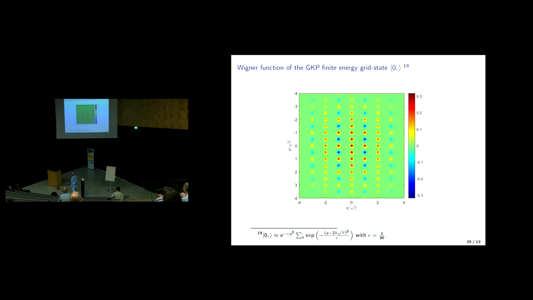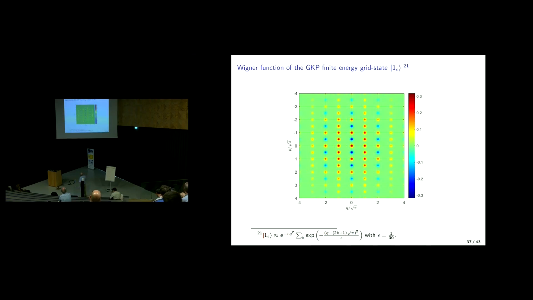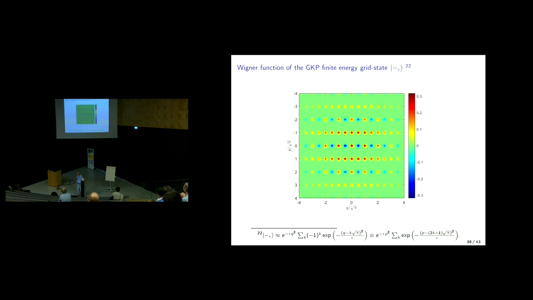Because of that, if I put some dissipation on 0, I will have something which looks more or less like 0. If I put the same dissipation on plus, I obtain exactly the same thing. If I do this for 1, it is just a shift. And if I do this for minus, it is the same.